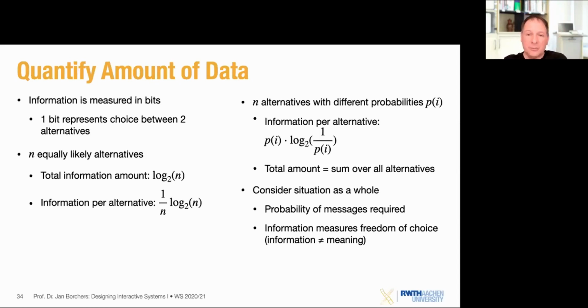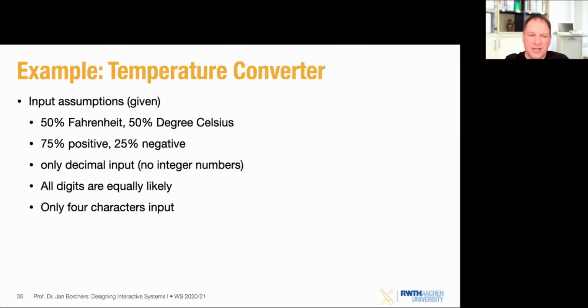Now, I promised you we'd come back to the temperature converter. If we take our assumptions, we said half of the cases when people use your converter are going to be from Fahrenheit to Celsius, and the other half the other direction. We also said it's always going to be 4 characters of input, and now we need to be a little more specific if we want to compute the information theoretic interface efficiency of our UI.